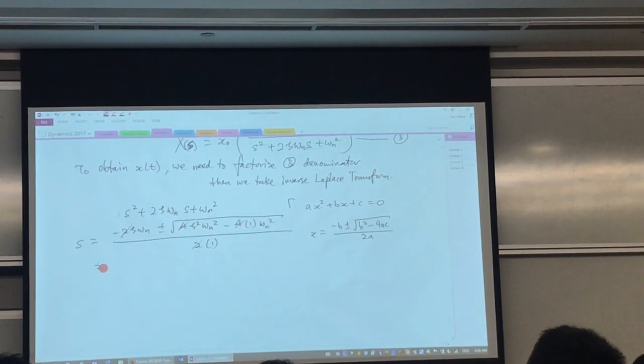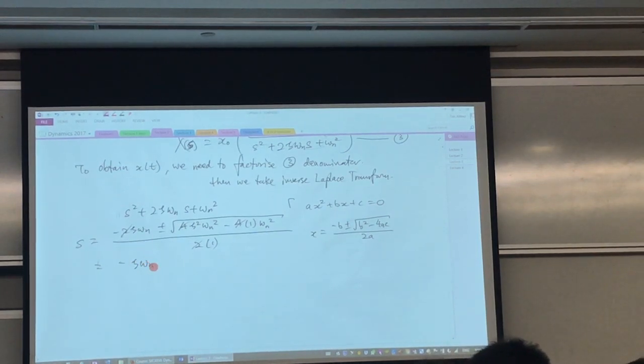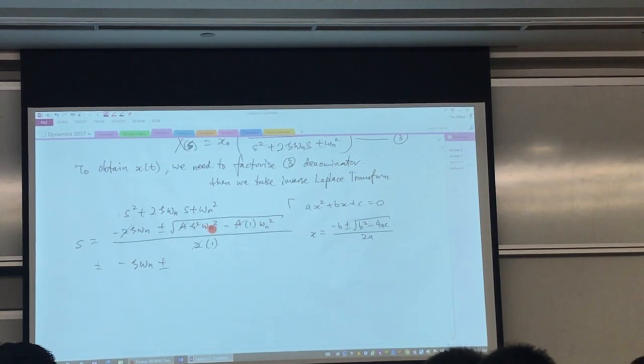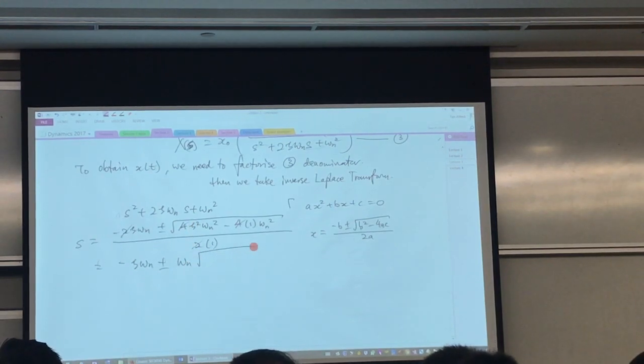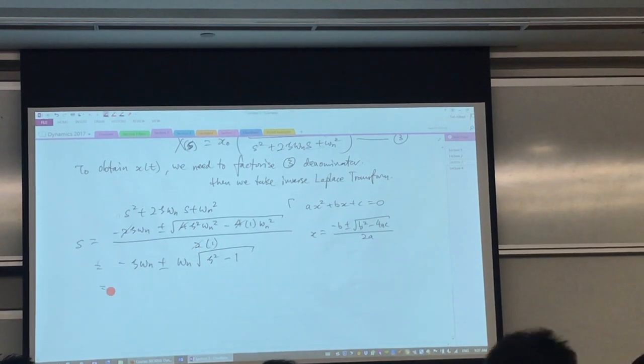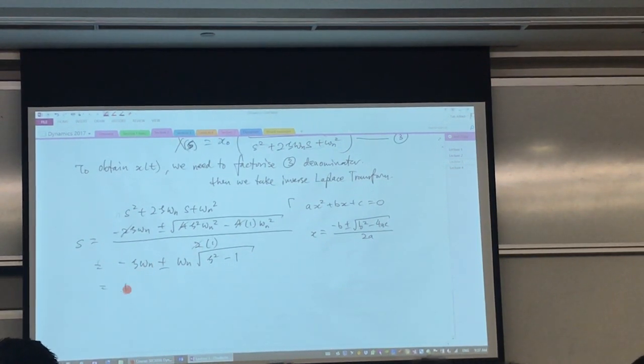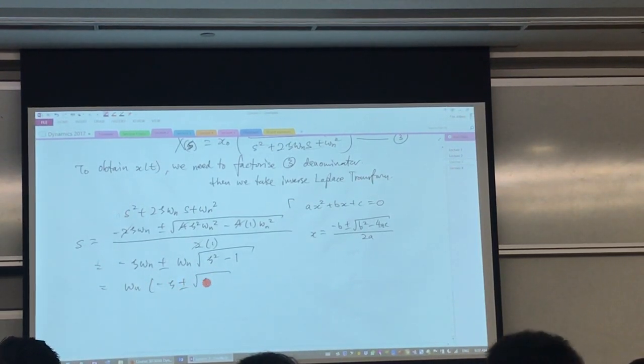What I'm left with is minus zeta omega n plus minus, and there's a common factor as well, omega n squared, so I take out omega n squared from the square root, which gives me omega n. Whatever is left in the square root is zeta squared minus 1, and the denominator is no longer there. So this is equal to, with a common factor of omega n taken out, omega n times minus zeta plus minus the square root of zeta squared minus 1.